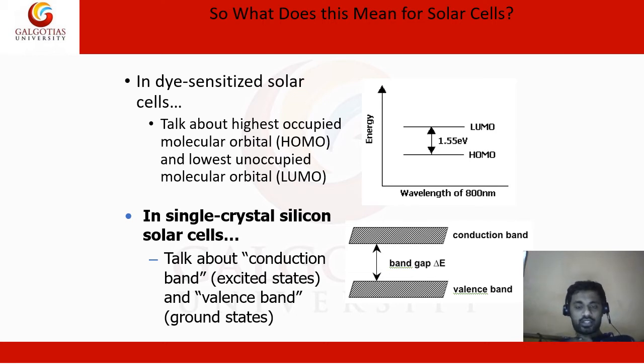One is called the conduction band, and the other is called the valence band. The valence band is where the valence electrons sit, and the conduction band is where the electrons arrive after crossing over the band gap. After overcoming the band gap, they come to the conduction band. That is the excited state, and the valence band is known as the ground state, and the energy required to overcome the band gap is known as the band gap energy.